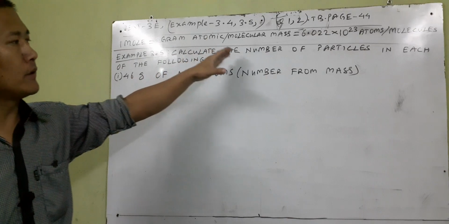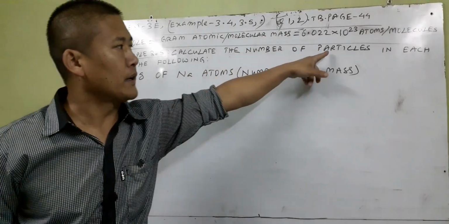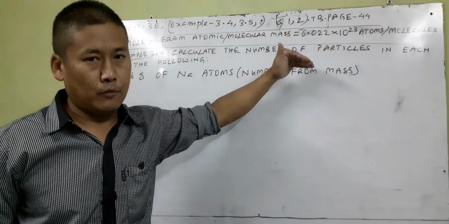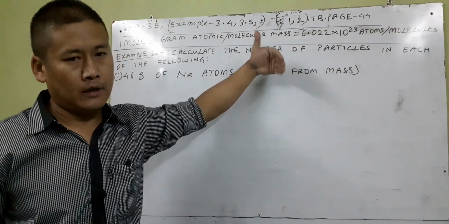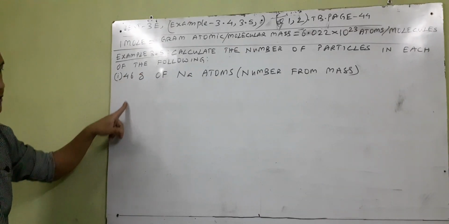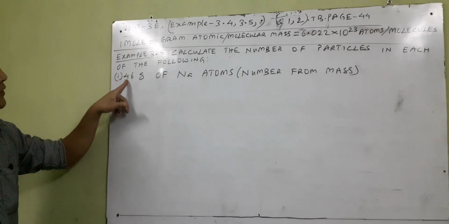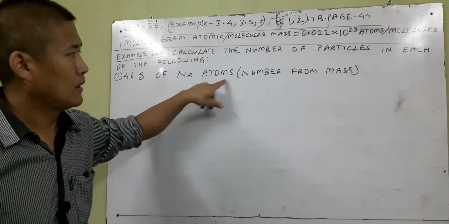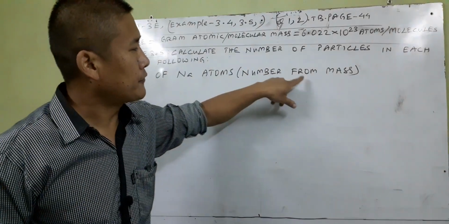Here we have to calculate the number of particles. Now particles means either atoms or molecules. We have to figure it out ourselves, okay, in each of the following. So let us take the first one. There are 3 of them, I think. First one, 46 gram of Na atom, means sodium atoms. You have to calculate the number from mass.